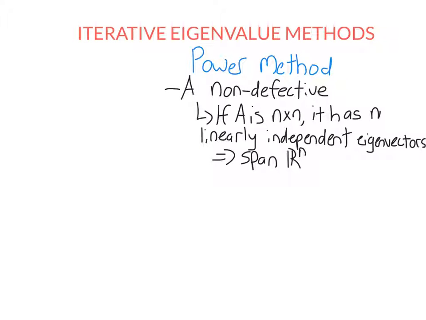The property that's really desirable for non-defective matrices is that if A is an n by n matrix, it will have n linearly independent eigenvectors, and that means those eigenvectors will span R^n. What that means is that if I take a random vector q in R^n, I can write it as a linear combination of the eigenvectors of A: c1 times x1 plus c2 times x2, all the way up to cn times xn, where x1, x2, and so on are the eigenvectors of A.